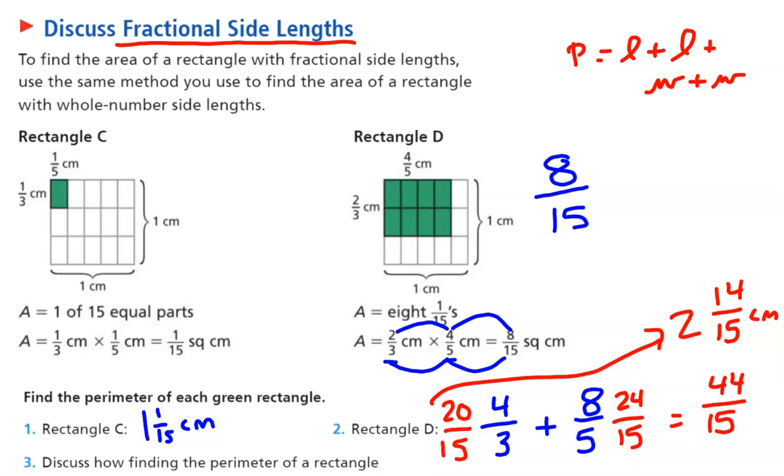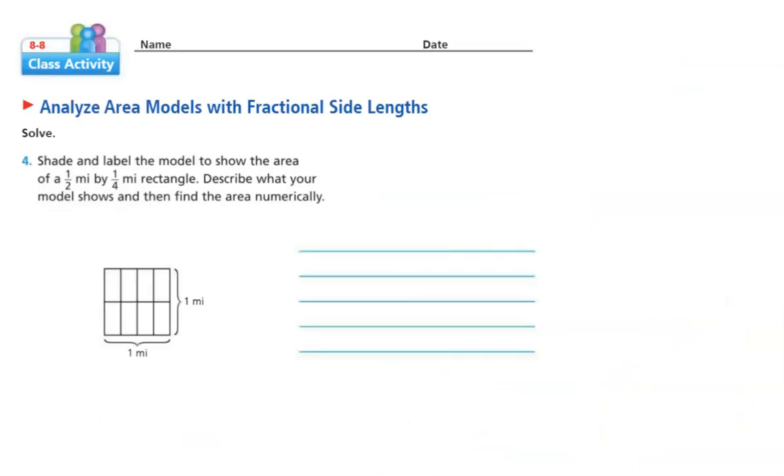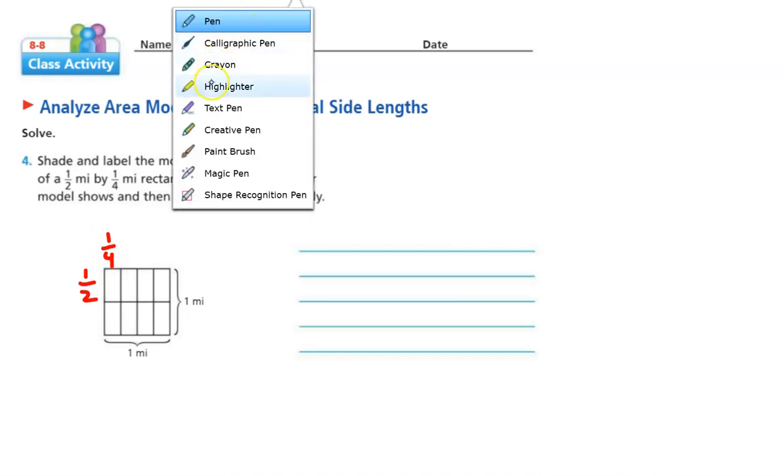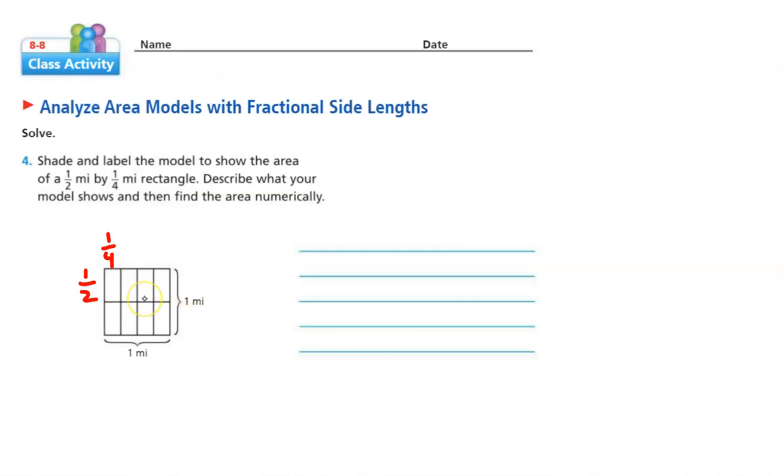We're going to skip number 3, and I'm going to come down here, and I'm actually going to skip parts of 4 and 5, but I do want to at least show you how to draw this. So this wants you to shade and label the model to show the area of 1/2 by 1/4. Well, you can actually tell here that they're actually helping you out a little bit. This is 1/2 and 1/4. Meaning they've already drawn that for you, and I'm going to do some highlighting to show you.